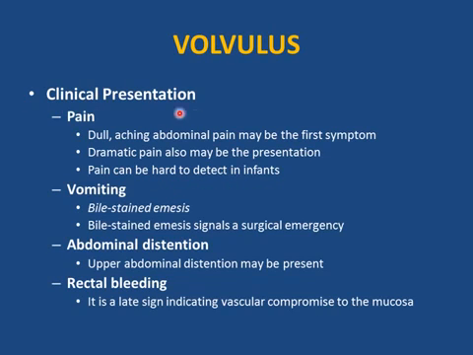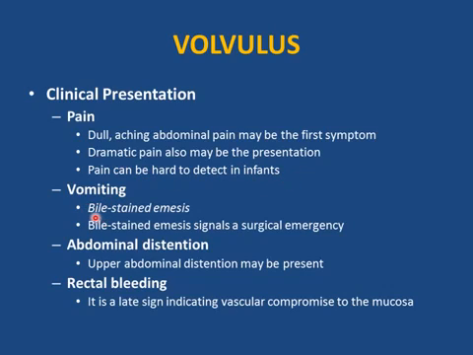Clinical presentation of volvulus: pain. Pain is a classic presentation of volvulus, especially in older kids. The pain is usually dull. Aching abdominal pain may be the first symptom. Dramatic pain also may be present. Pain is very difficult to detect in infants, but the infants may present with lethargy, poor feeding, and persistent cry.